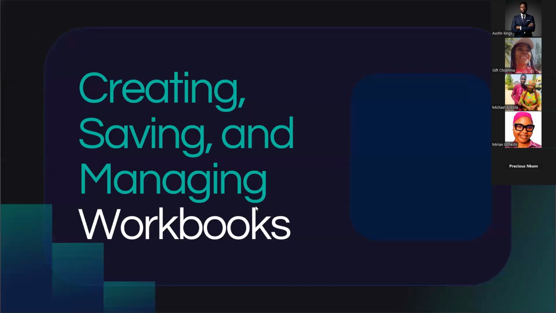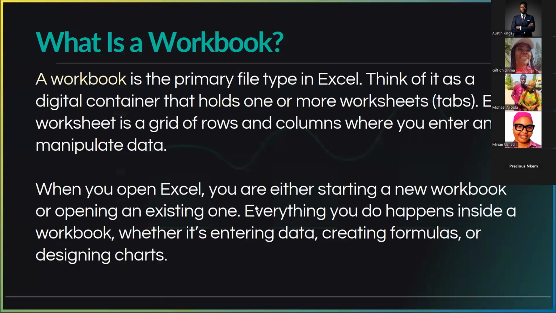So, creating, saving, and managing workbooks. A workbook is the primary file type in Excel. Think of it as a digital container that holds one or more worksheet tabs. Each worksheet is a grid of rows and columns where you enter and manipulate data. I already told you about worksheets, so I don't want to go back to that. When you open Excel, you are either starting a new workbook or reopening an existing one. Everything you do happens inside a workbook, whether it is entering data, creating formulas, or designing charts. So you know what a workbook is: it's Excel's primary file type.